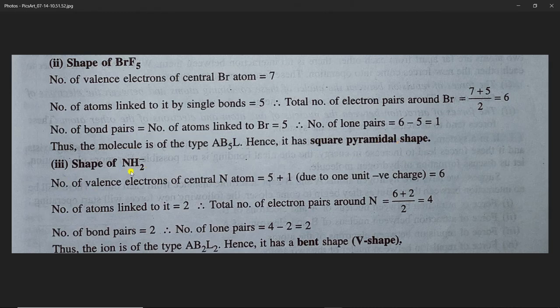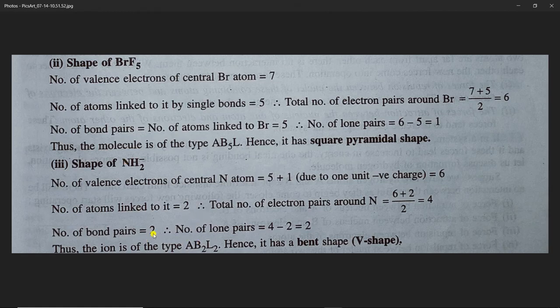Now the next part is NH2 negative. So write down the formula and the total number of valence electrons of the central atom nitrogen. It is 5, but we will add 1 to 5. Why? Because there is a negative charge. And I have already told you, if there is a negative charge, then you will add the charge. So 5 plus 1 is equal to 6. Now the number of atoms linked to the nitrogen atom is 2. 2 hydrogen atoms are linked to nitrogen. So that means the number of bond pairs is 2.